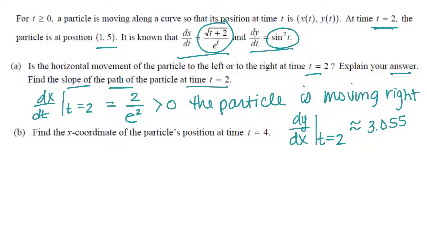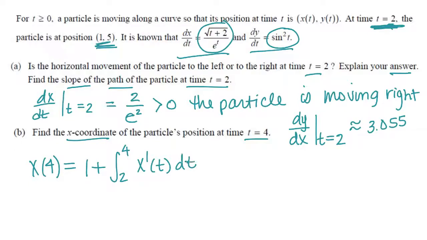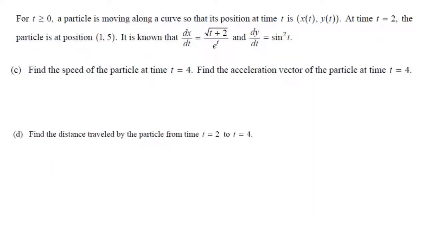Right, and so now for part B, find the x-coordinate of the particle's position at time t equals 4. Now, luckily, we were told at time 2 that we're at (1, 5). So the position at 4 is going to be equal to 1 plus the integral from 2 to 4 of x prime at t dt. And if you put all of that in the calculator, hopefully you will get that your position x at 4 is going to be 1.253.